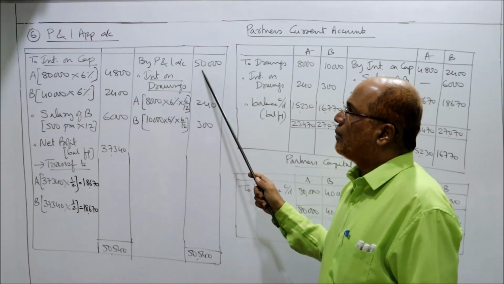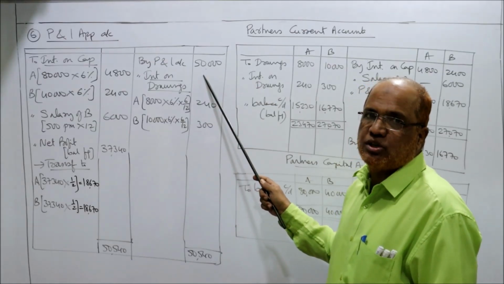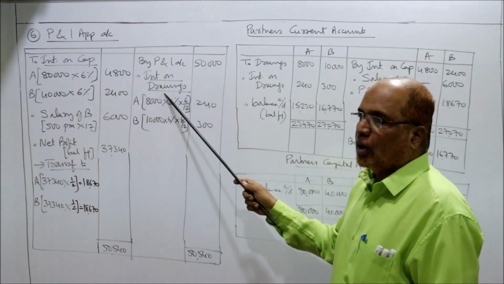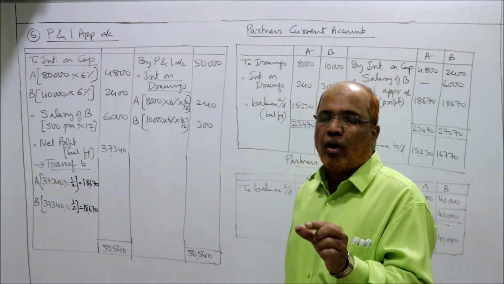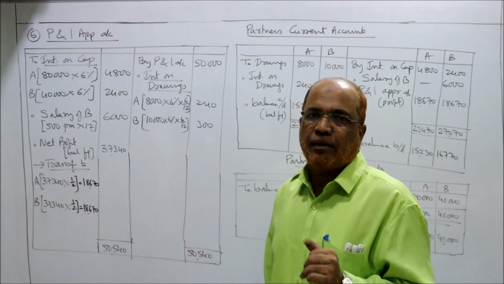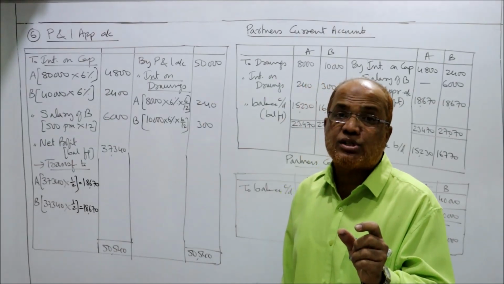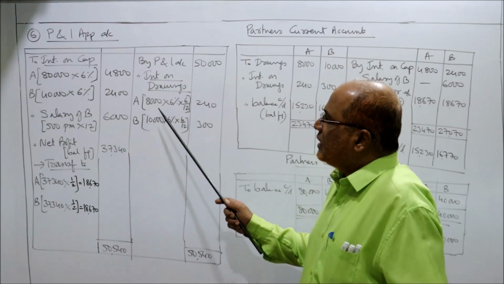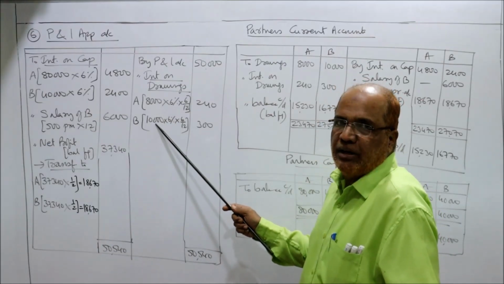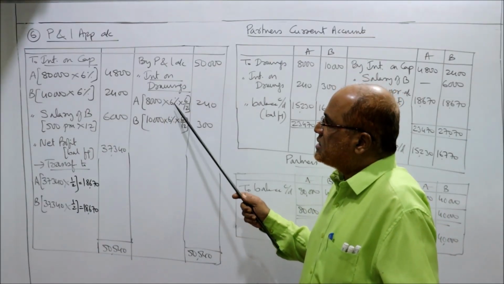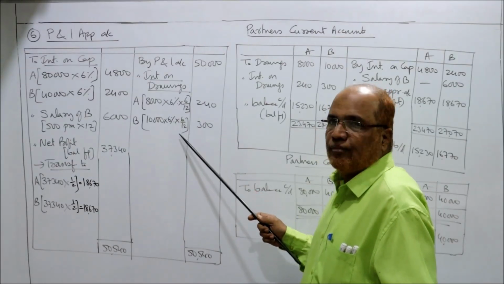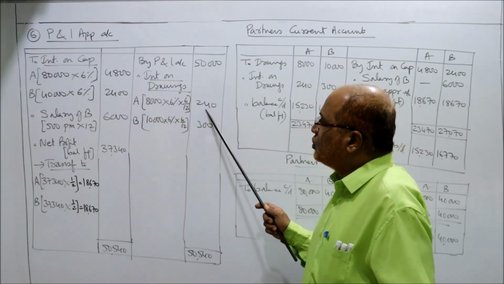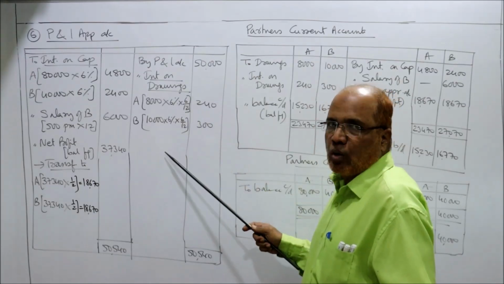Profit is given in the problem, 50,000 before making adjustment. Then interest on drawings. When interest on drawings is given, we have to assume that drawings are made in the middle of the year. Then interest will be calculated for 6 months. The total drawings are 8,000 A, 10,000 B. Rate of interest on drawings 6%. And we calculate for 6 months, 6 by 12. So 240 and 300 is the interest on drawings.